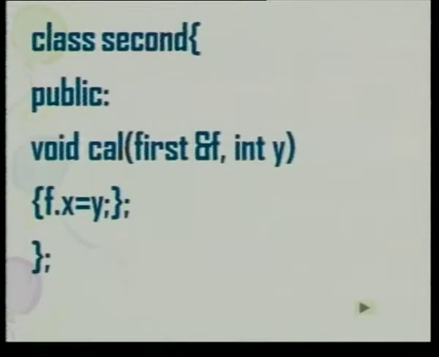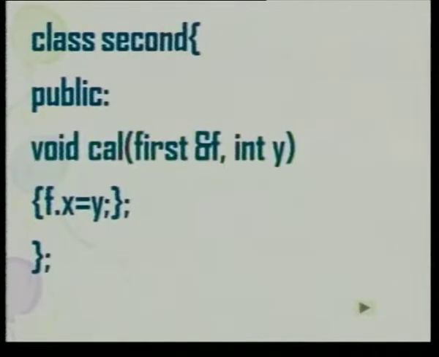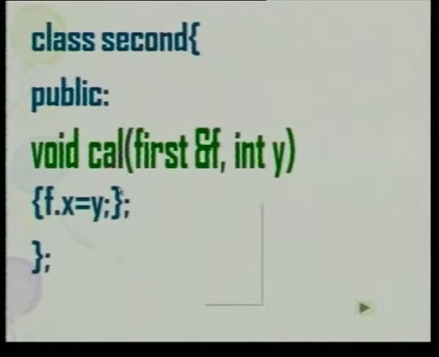Next we go on to this class second. Class second is having only one function, that is calculate, cal. It is having two arguments over here. One argument is first, which is an object, ampersand f. The other argument is integer y. So, this integer is a normal integer variable, and this f is nothing but an object.